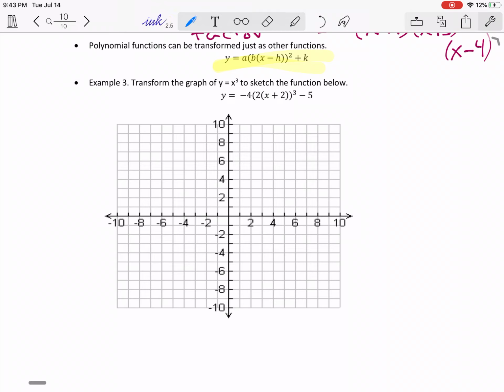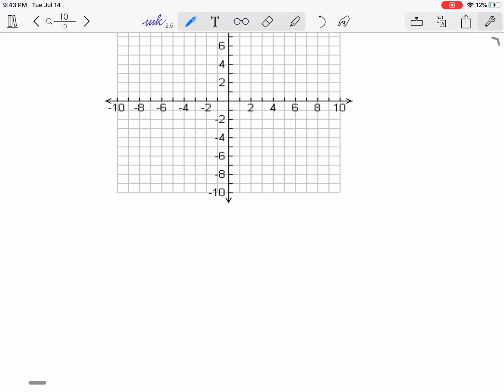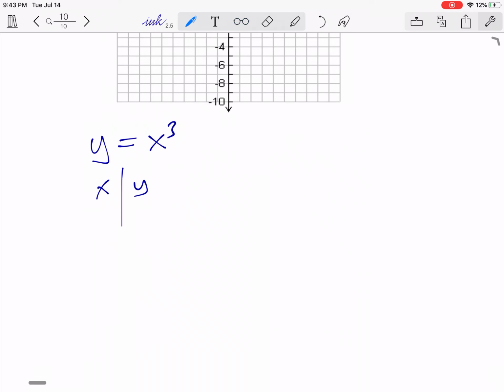Again, without using technology, what you can see is this is cubic. So what you can do is look at a regular y equals x cubed function and make a table of values. I'll just use a few, and I'll show you. I'll just use 0, 1, -1, 2, and -2. So 0, 0, 1 is going to be 1, -1 is going to be -1, 2 cubed is going to be 8, and -2 cubed is going to be -8.